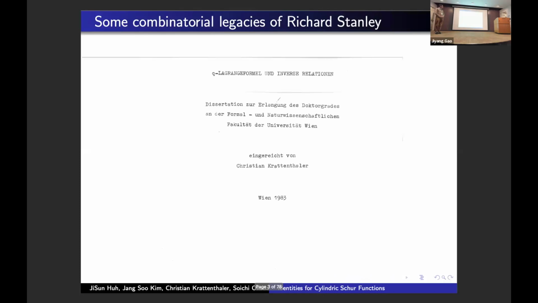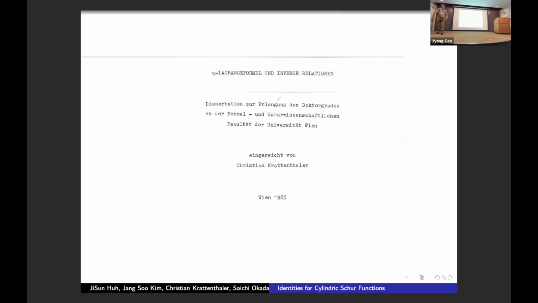My PhD thesis was on Q-Lagrange inversion. Sorry, this is not a legacy of Richard. And then, after that, for some reason, I became very much interested in plane partitions, enumeration of plane partitions. And as opposed to George Andrews, I have no idea how this happened, but it did happen.